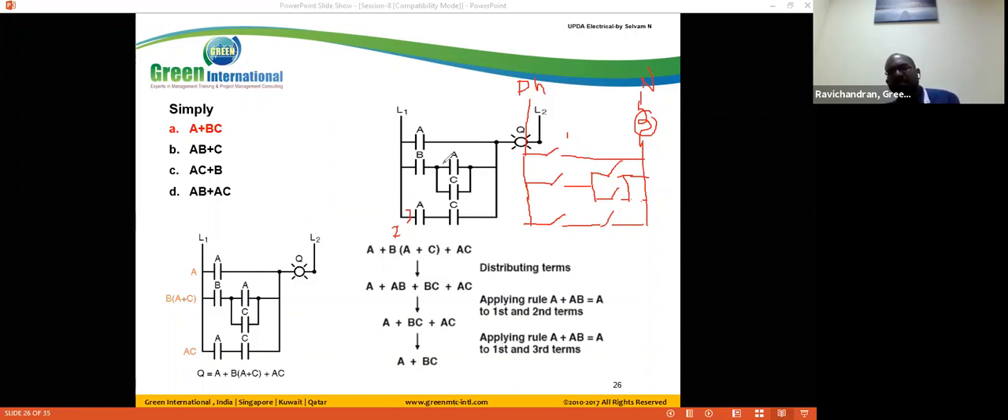So easy to understand, just draw the circuit with all the components as switches. So it is a series combination. So that's why I put A into C. Here we have a parallel combination. So I put A plus C.